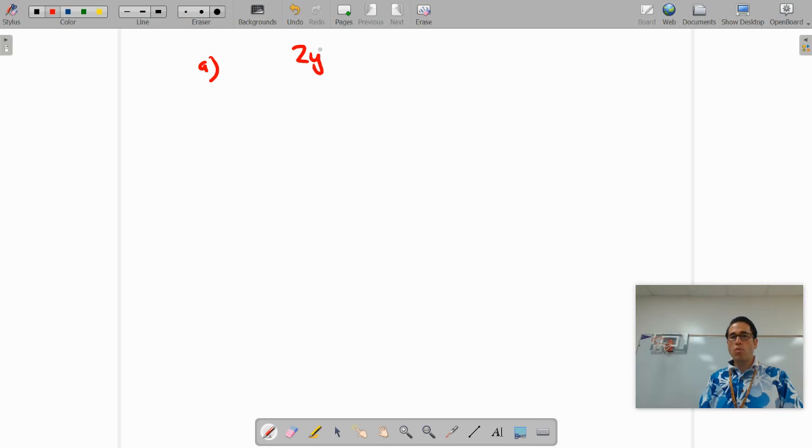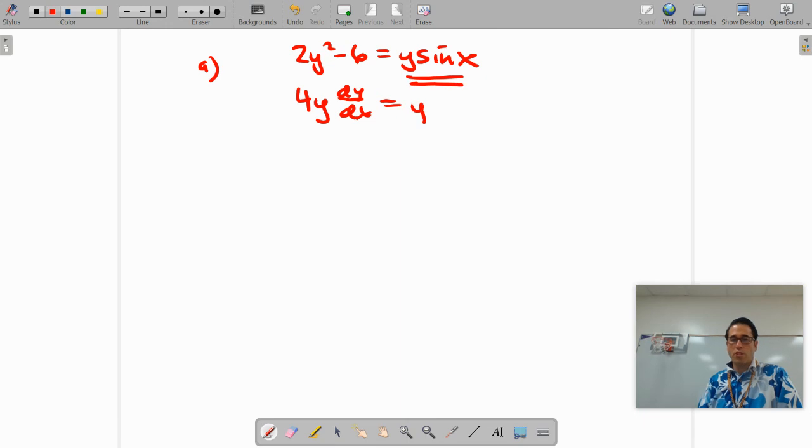Okay, they have 2y squared minus 6 equals y sine of x. All right, so this is just implicit differentiation. That's what they're testing us here. So we have 4y dy dx. Ooh, 6 goes away, sweet. That is a product rule, which is y times the derivative of sine x, which is cosine x, plus sine x times the derivative of y, which is dy dx.